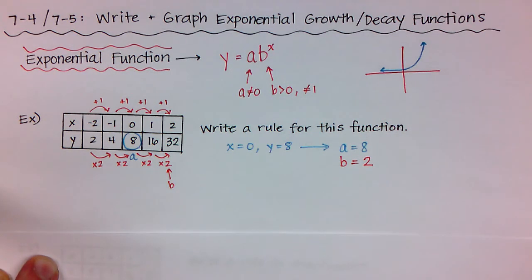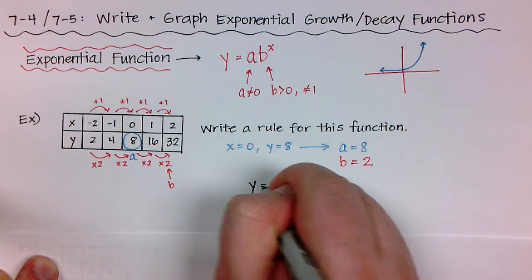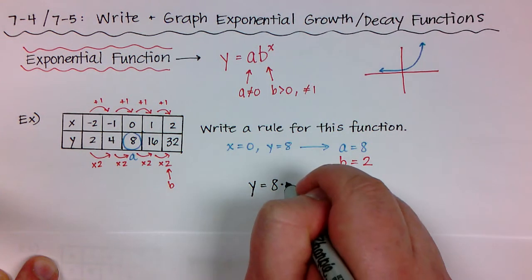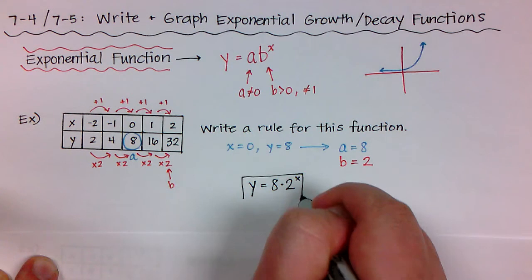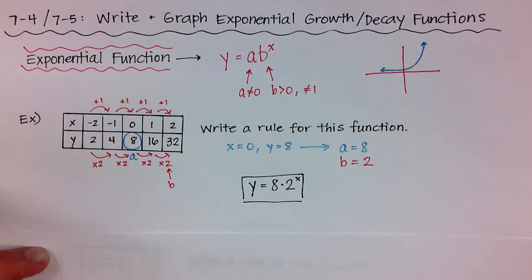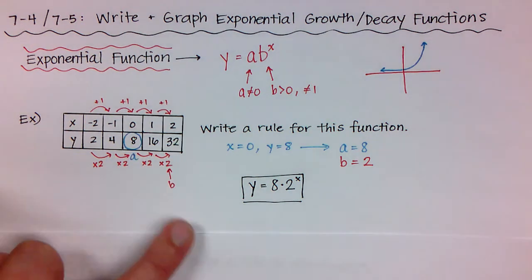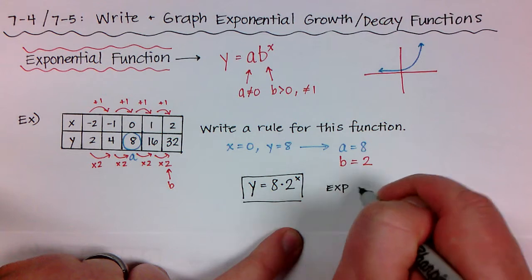So let's go ahead and just plug this in, and it's going to help us to write the rule for our function. y is equal to a, which is 8, times b, which is 2, to the x power. And that's it. This was the case because each of the y values were growing. This was an exponential growth function. I'm just going to put a note here.